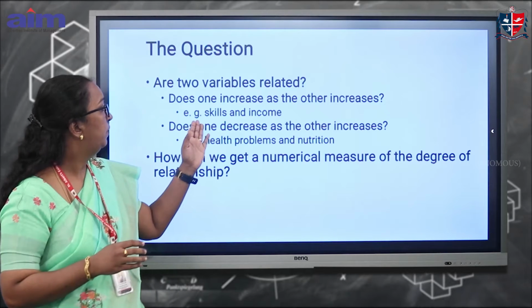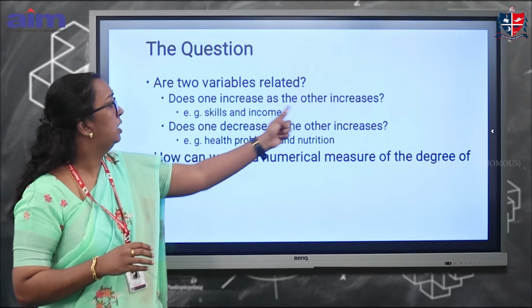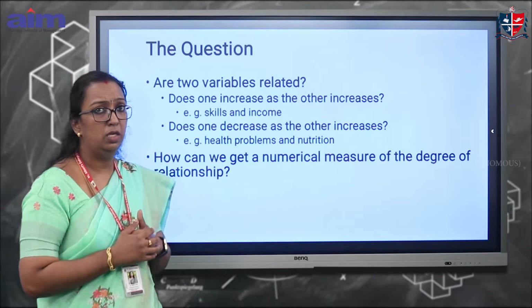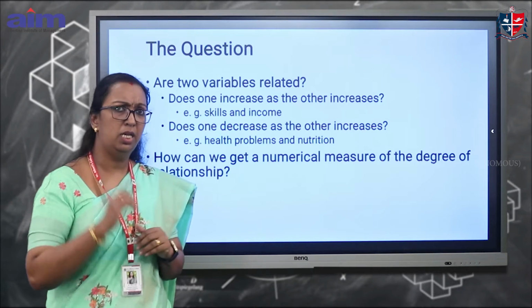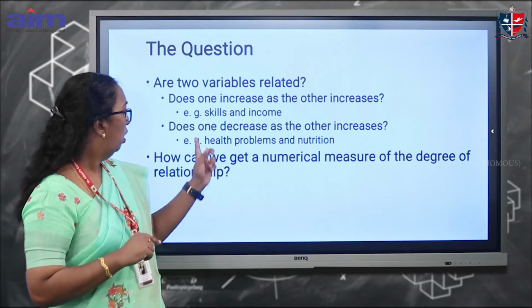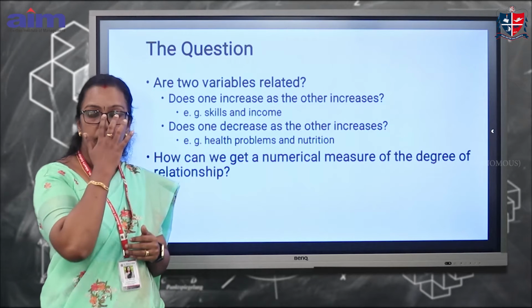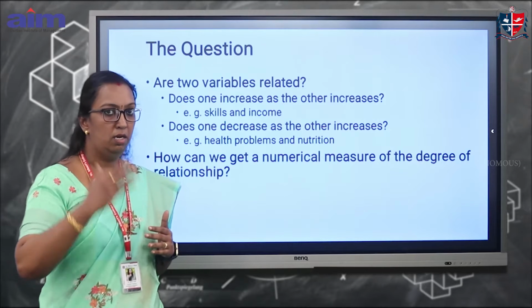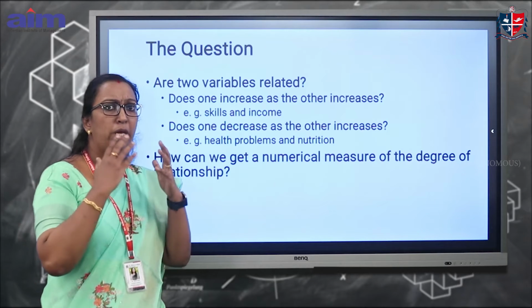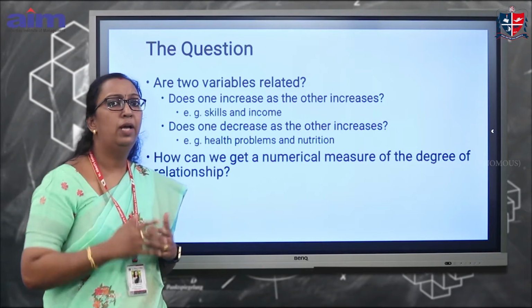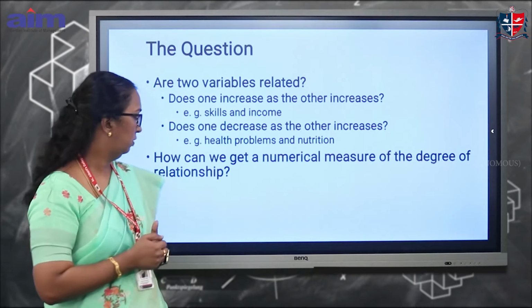Say, for example, does one increase when the other increases? When your skill increases, does your income increase? Or say nutrition and health problems. When nutrition increases, does your health increase, or when nutrition decreases, do your health problems increase?